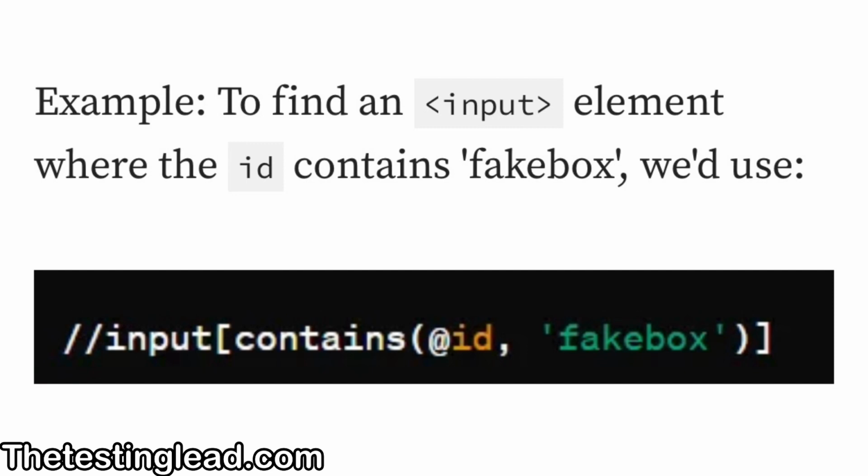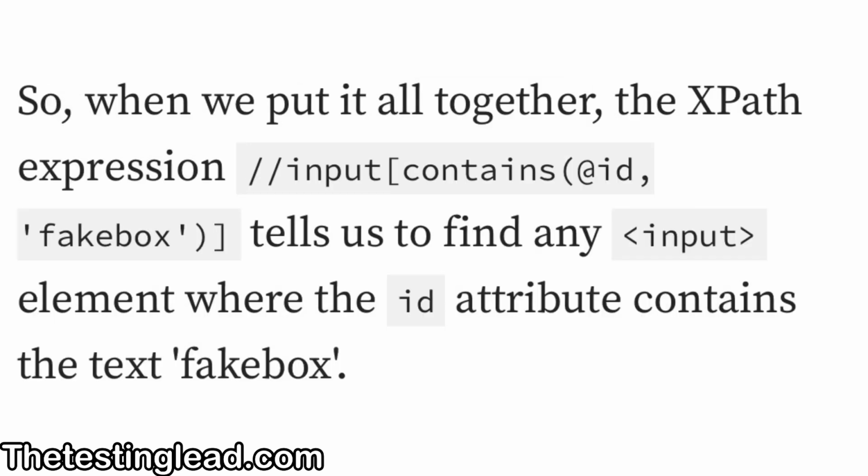Here's what it means. Contains. This function checks if a certain attribute contains a specific value. @ID. This specifies that we're looking at the ID attribute of the element. Fake box. This is the value we're checking for. In this case, we're looking for elements where the ID contains the text fake box. And when you put it all together, the XPath expression tells us to find any input where the ID attribute contains the text fake box.